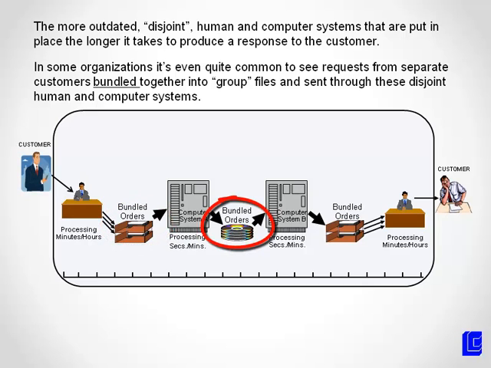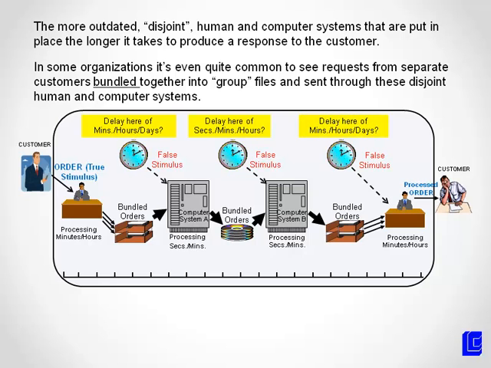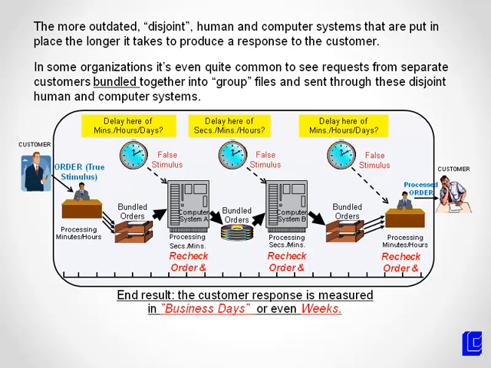These files are typically implemented with such things as in-baskets in human systems or transaction message queues in computer systems. The files tend to be held until each system kicks in, which could be hours or days. This is the second biggest obstacle to efficiency, as any continuous flow of information stops when it's put into a file. Now, on top of this problem of bundled files is the amount of unnecessary re-editing and rechecking of an order as it passes through different departments and computer systems. The end result is the customer response is measured in business days or even weeks in some cases.